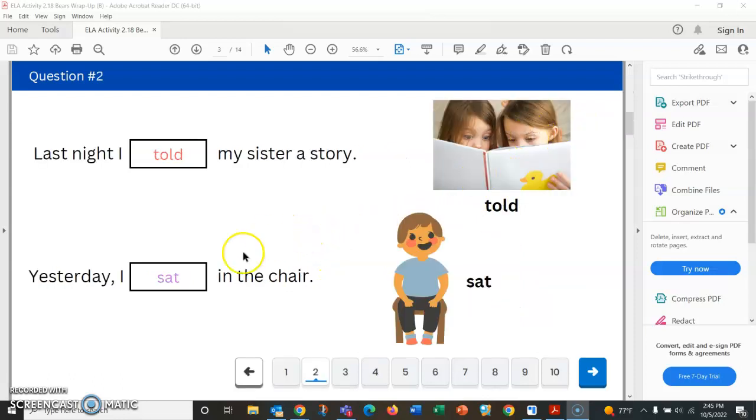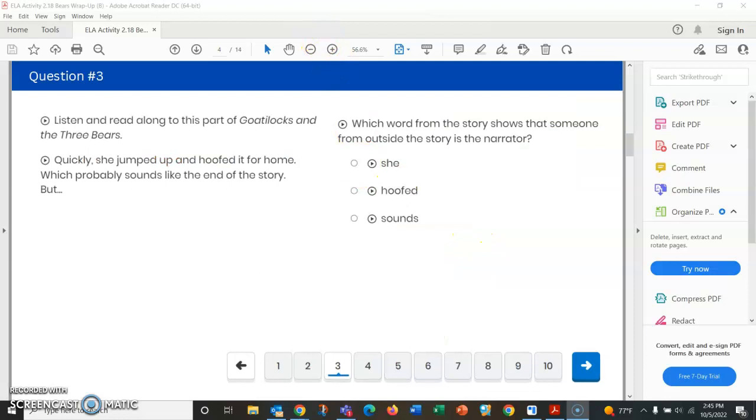And then the second one, we're looking for these words, the past tense version of these words. So last night I told my sister a story. Make sure you select that one. Or if you have this version of the question, you say, yesterday I sat in the chair. So you either have told or you have sat, okay? All right, so on to the next one.